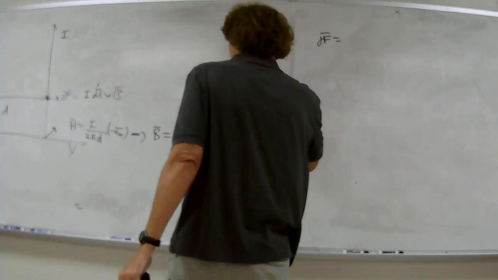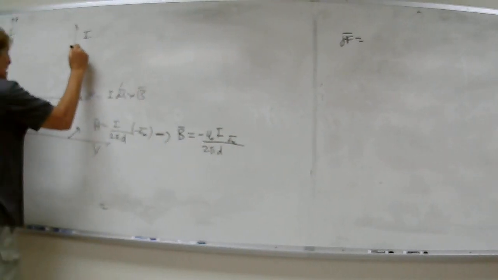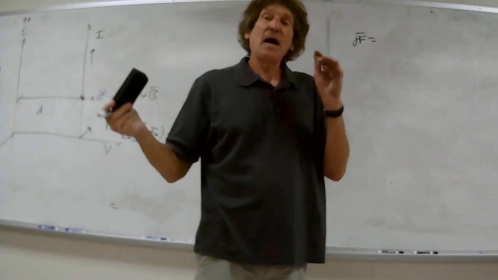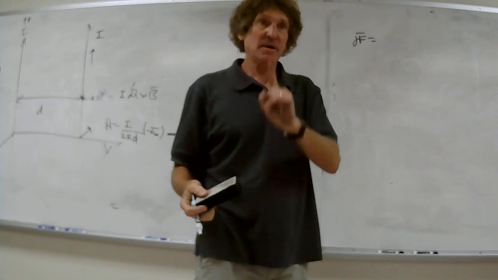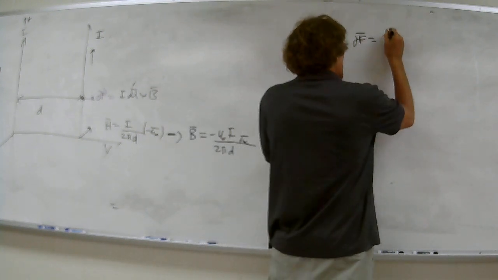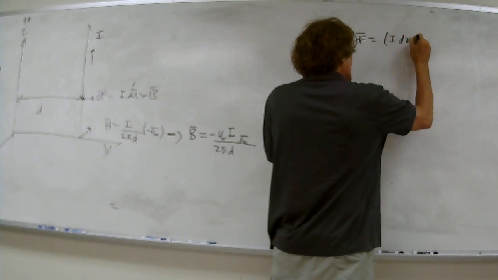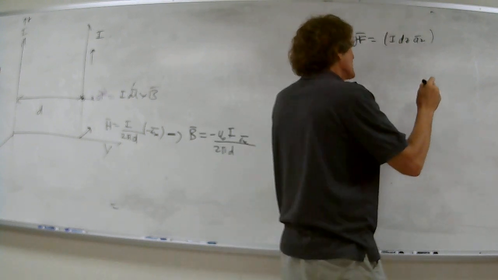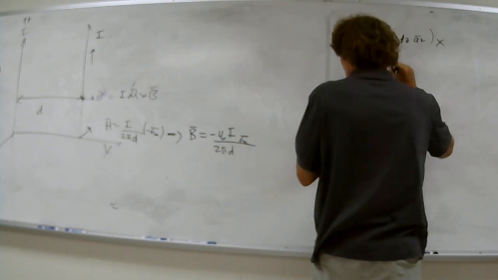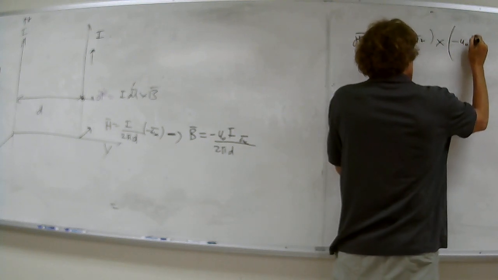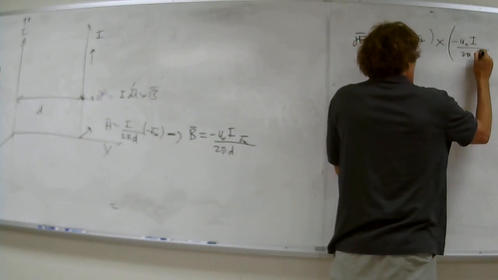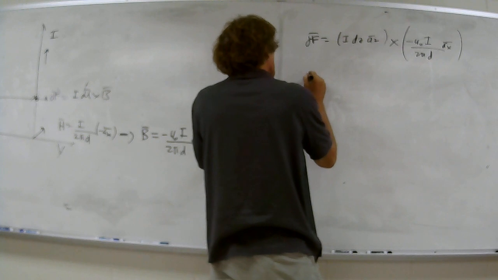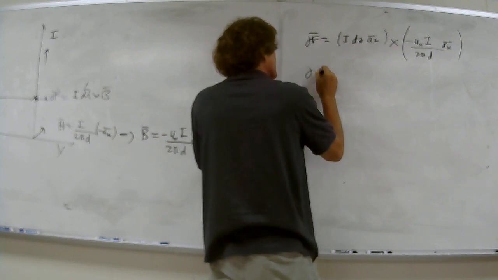So I know the differential force is equal to IDL. Which way is I going? I made it go up, right? So what is IDL, guys? I times dz AZ, right? I'm saying it's going up. So it's I dz AZ because its differential direction is Z. It's crossed into the B field, which is minus mu 0 I over 2 pi d AX, right? What do you notice happening? This is the differential force.